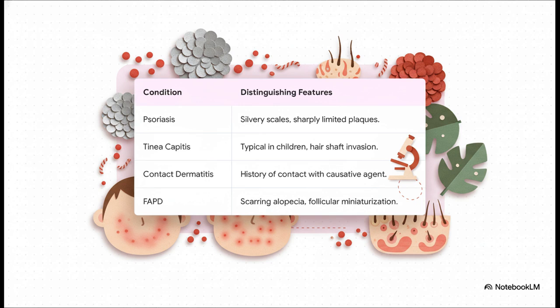Contact dermatitis is all about the history. You're looking for a clear link between their flare-ups and exposure to something specific. And finally, don't forget about FAPD, fibrosing alopecia in a pattern distribution. This is a scarring alopecia, and you'll see follicular miniaturization and fibrosis, which you don't see in classic SSD.